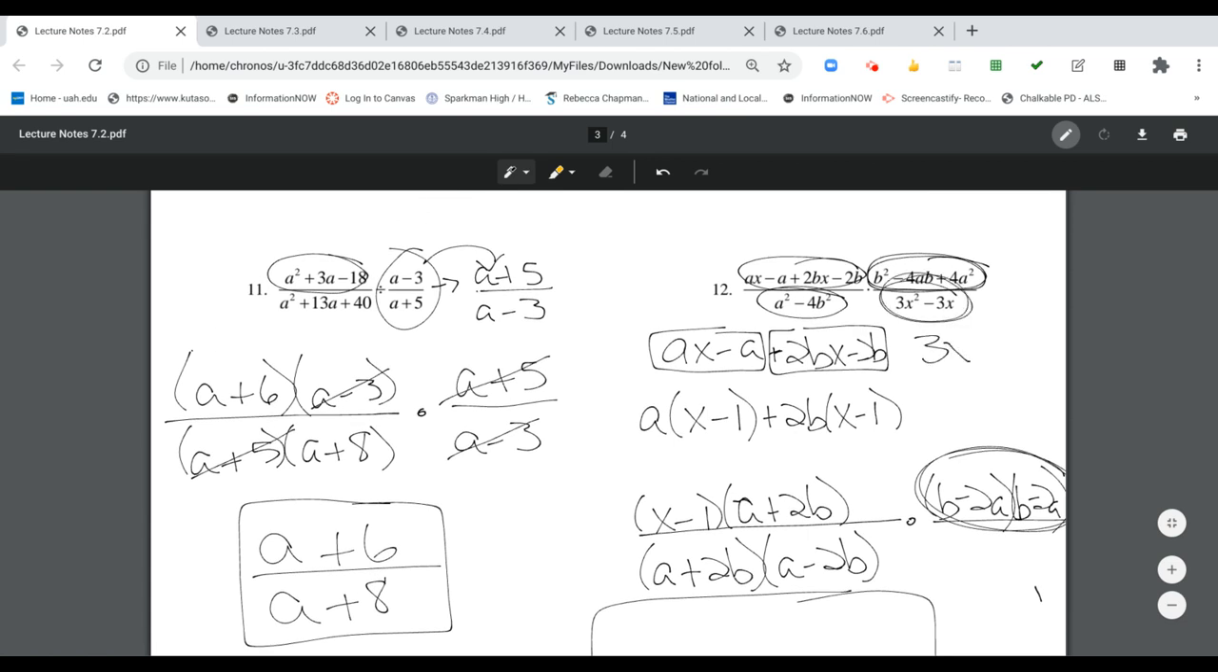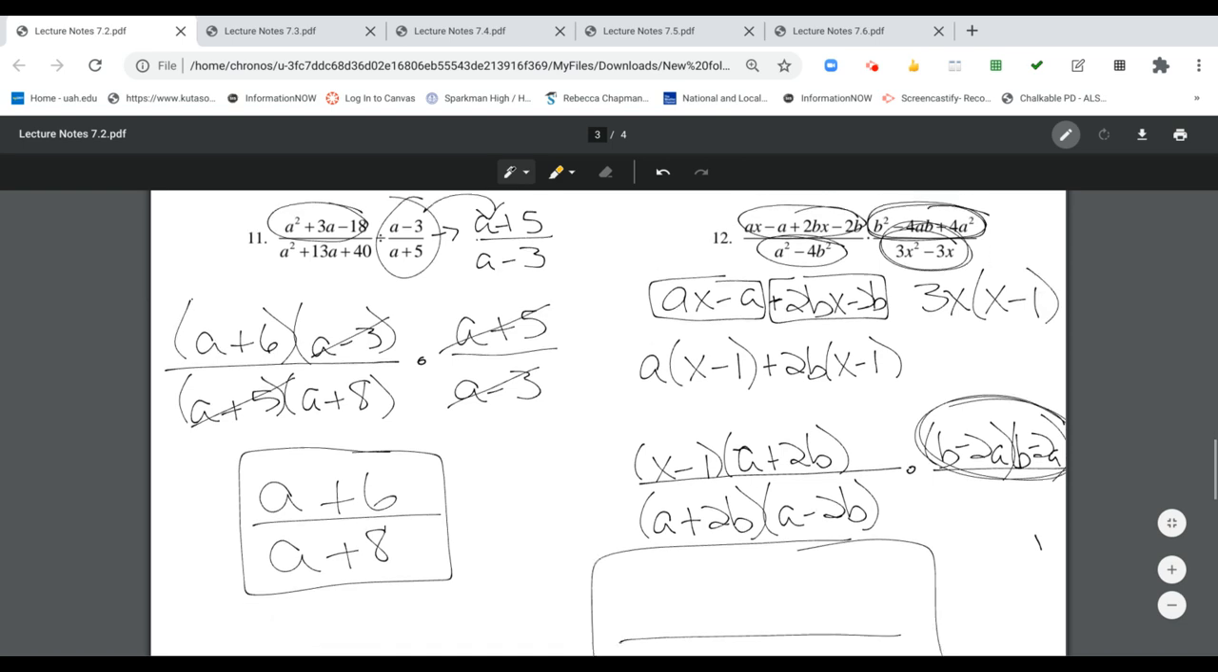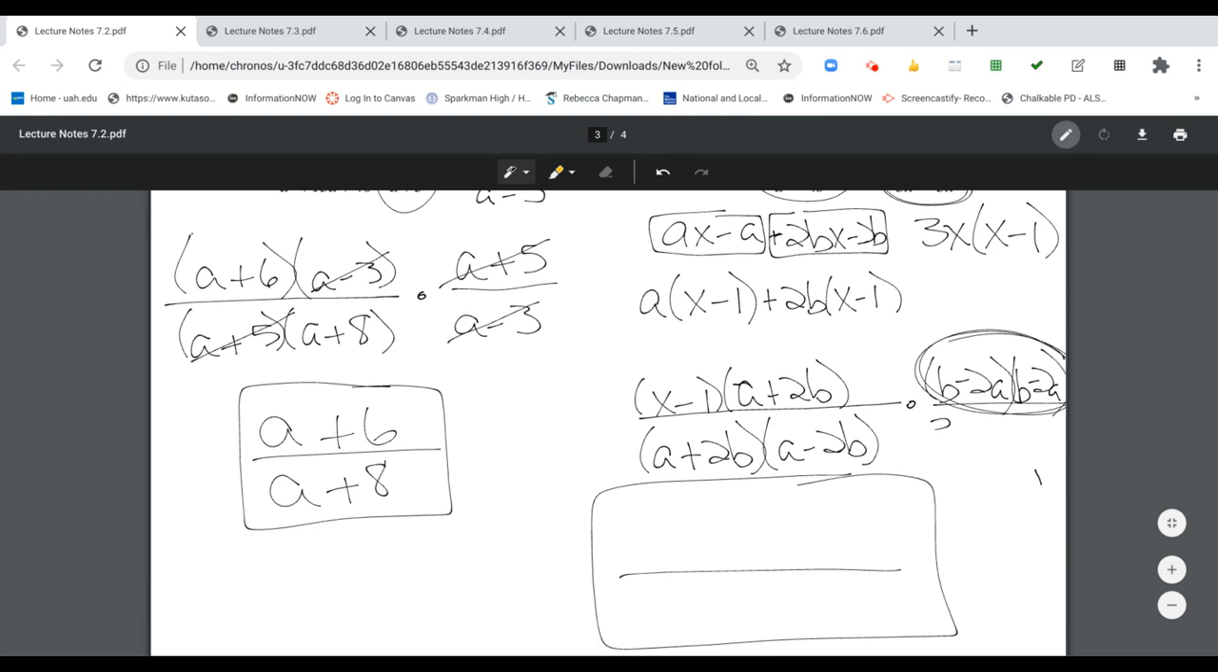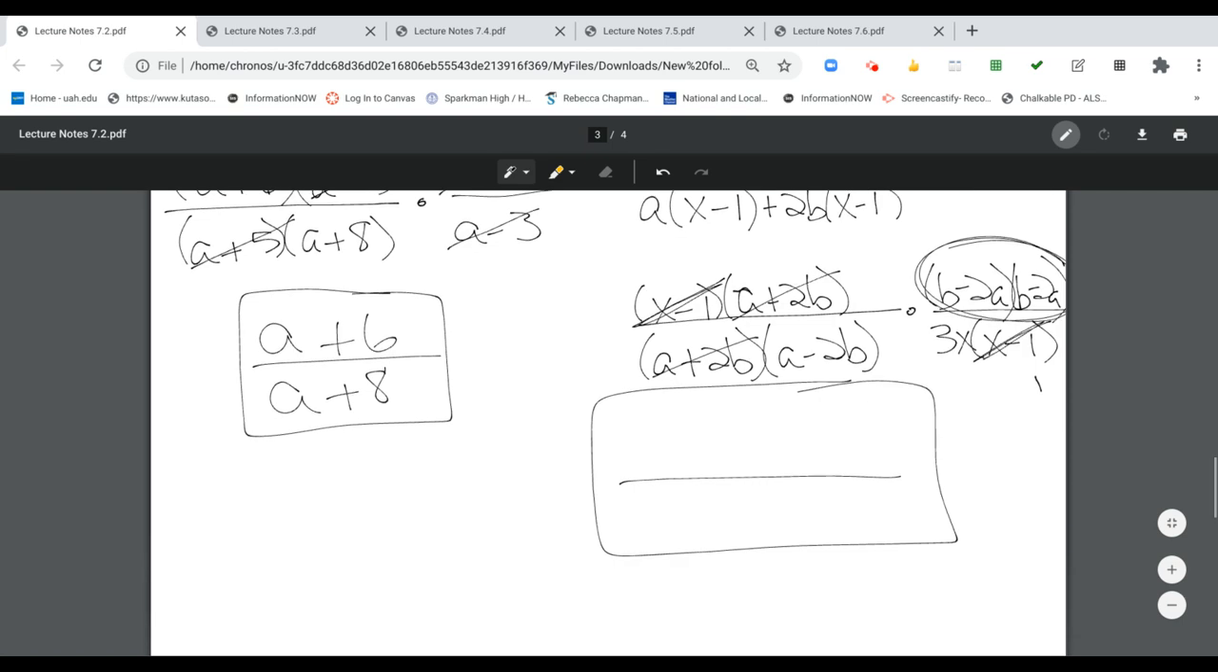I should have taken out a 3x, which would leave me with x minus 1. I apologize. I did not take out my greatest common factor. So that gives me a 3x and an x minus 1. Now I can cancel the a plus 2b. I can cancel the x minus 1. So on the top, I am still left with b minus 2a squared. And on the bottom, I am left with the 3x and the a minus 2b.